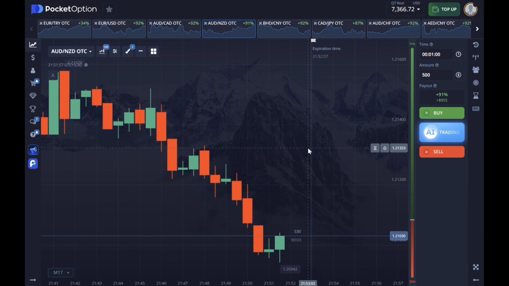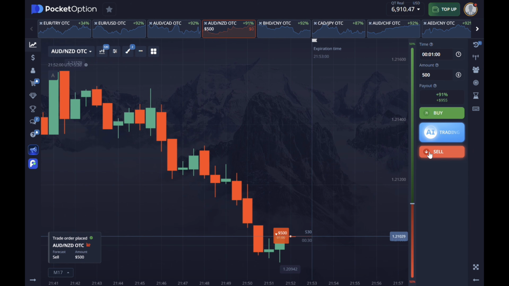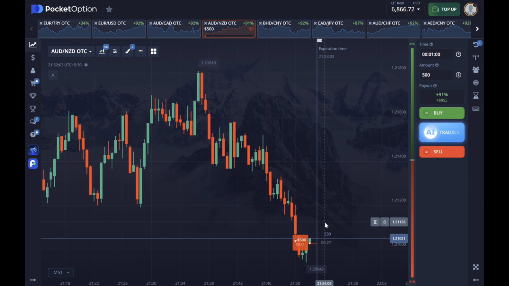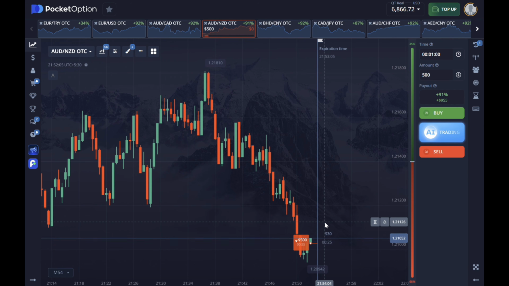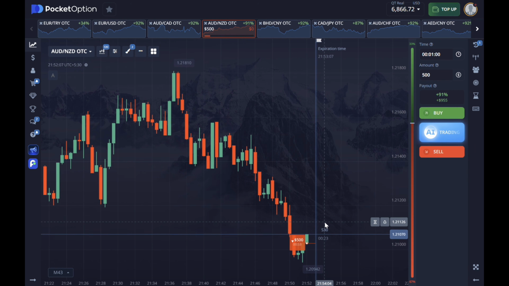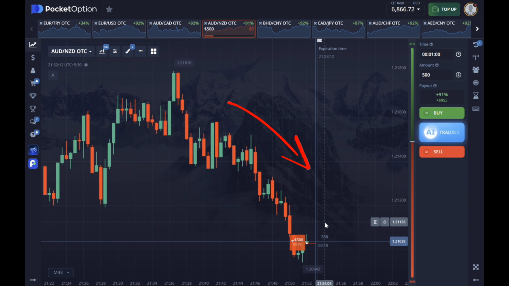Okay, so here I've opened the AUD NZD OTC chart and I've found a sell trade here. Okay, so let's talk about why I took a sell trade here, alright? The main reason for taking a sell trade on this chart is the strong continuation of the market's downtrend. Let's understand this step by step.